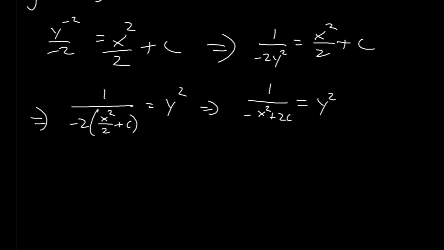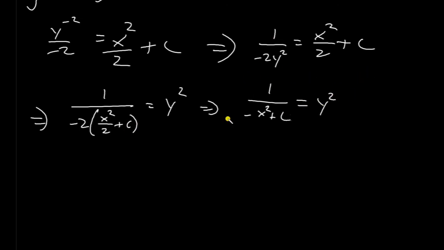The thing I'm holding is 2c. I can just keep it as a c because it's just another constant, right? If you multiply a constant by 2, it's still a constant. If you make a constant negative, it's still a constant. So the c is just a constant. The c and the c are different numbers, but they're still constants, and that's really what matters here.